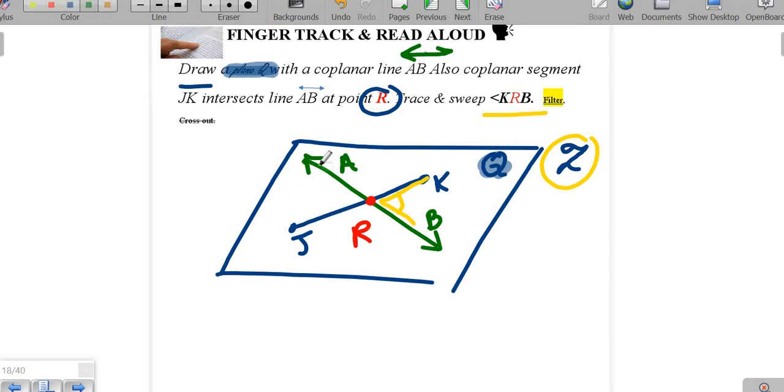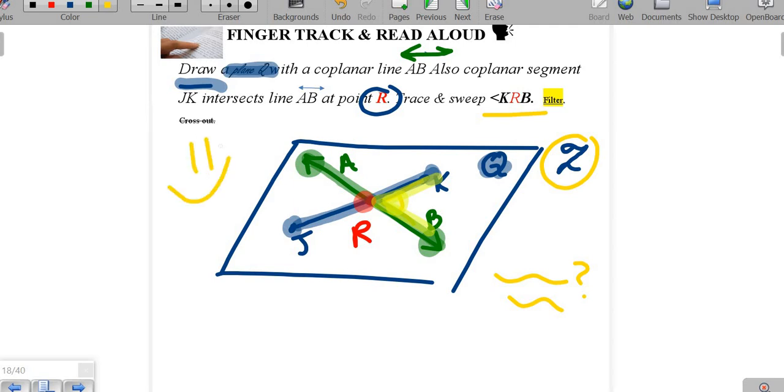We have line AB. Doesn't matter which direction AB is tilted, but what does matter is the fact that it's a line, which means you have arrows. Coplanar means on the same plane. You have JK, again, on the same plane. And it's intersecting at the point R. And then you should have traced and swept KRB right there. Again, you should make yourself a little note. What did you do right or wrong? If you got most of this correct, give yourself some props there.